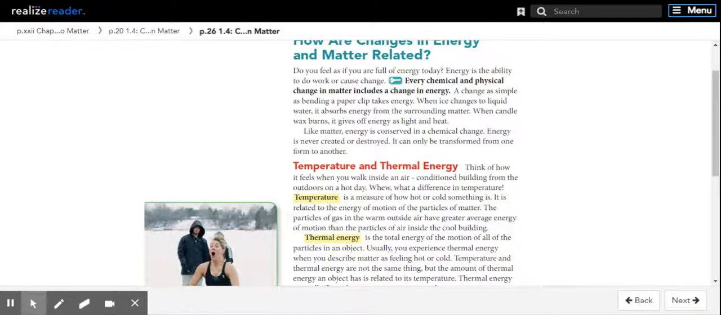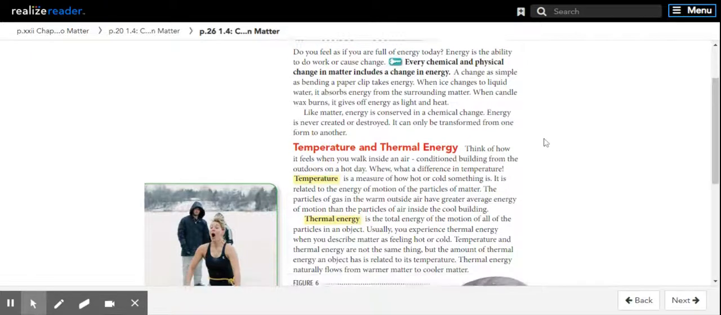Like matter, energy is conserved in a chemical change. Energy is never created or destroyed. It can only be transformed from one form to another.